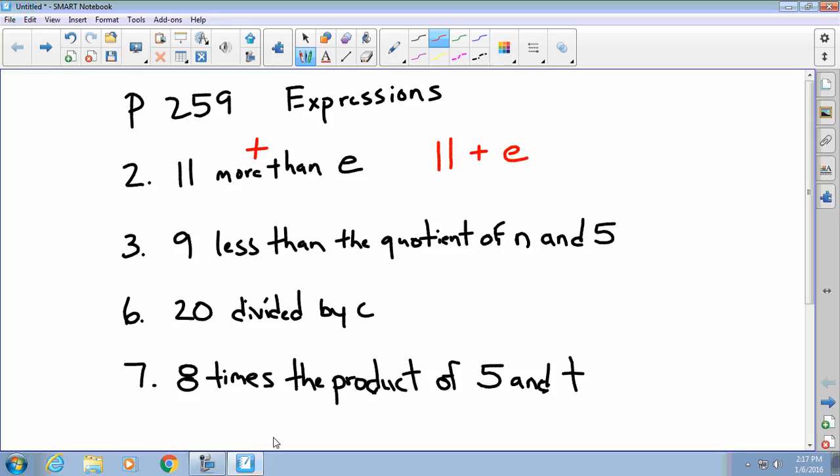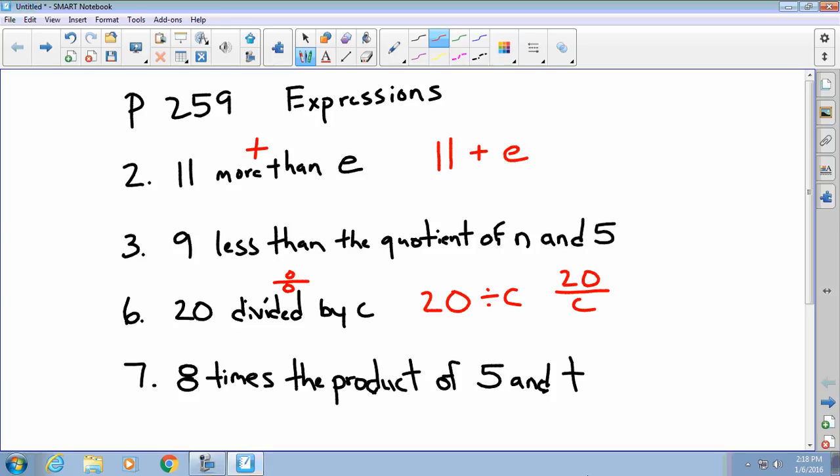Also number 6 is another easy one. Divided by. Well, we all know that divided by is just simply the divided by symbol. So for number 6, it would just simply be 20 divided by C. Now you could also write that, if you choose to, as a fraction, 20 over C. That would be fine as well.